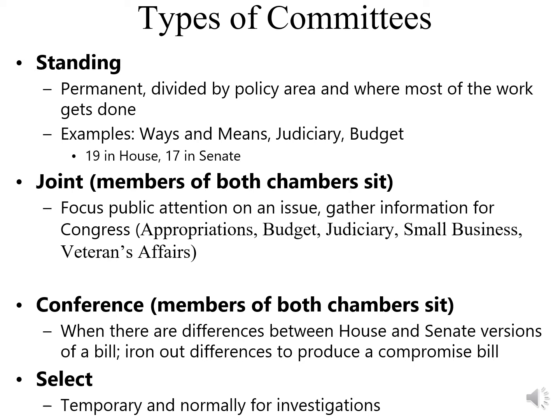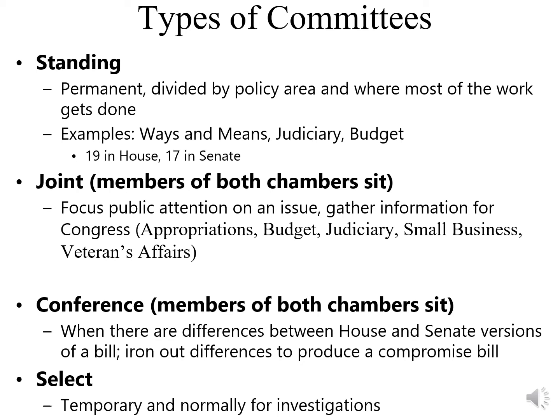A conference committee has members of both chambers as well, but it has a very specific purpose and it's temporary. So a conference committee is an example of a joint committee. I guess I should delete that term also, that's redundant.